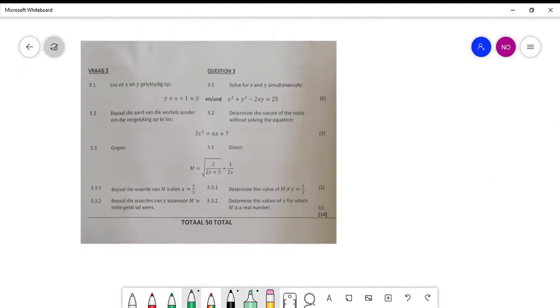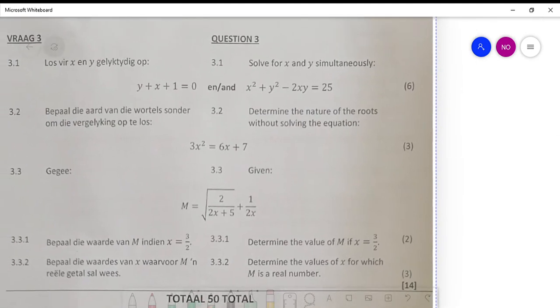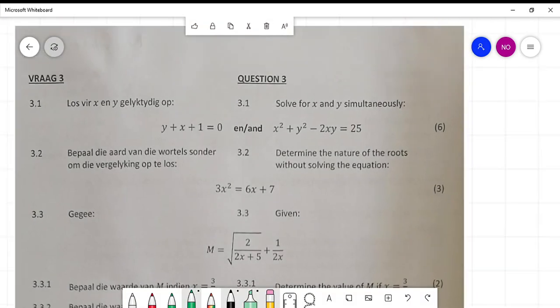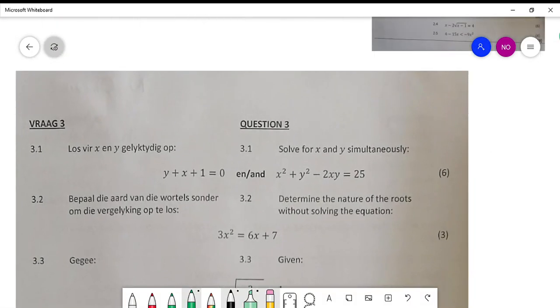Okay. Dan hier. Steek vir my jou hand op as jy volpunte vir gelyktydige oplossing gekry het. If you got 6 out of 6 for simultaneous solutions. Ja? Ja? Okay. This one, we did almost exactly the same one in class.